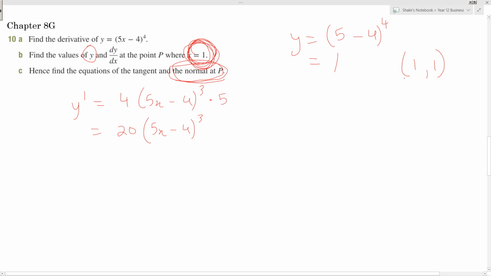You need the point, x1, y1, and you need the gradient. Well, at x equals 1, what is the gradient? I'm going to sub 1 in here, right? I'm just going to sub in 1 here. So, I'll just write a bit neatly. Come on.